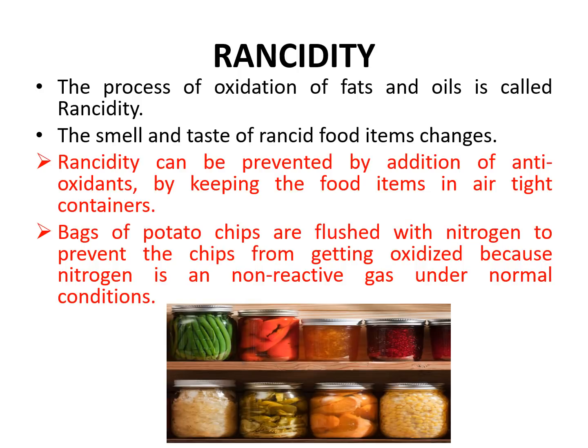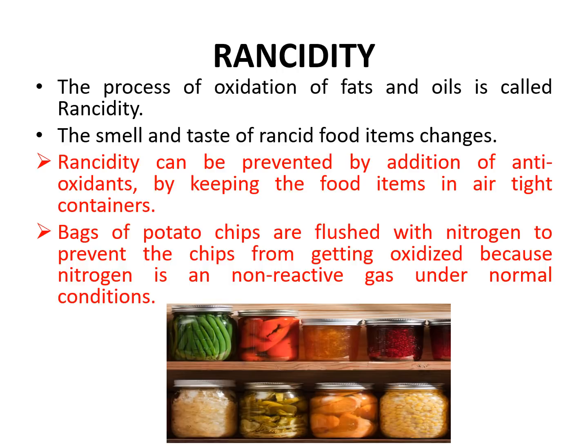Last topic, rancidity. The process of oxidation of fats and oils is called rancidity, and we say that the food has got rancid. The smell and taste of rancid food items changes. Rancidity can be prevented by addition of antioxidants, by keeping the food items in airtight containers, by storing the food at low temperatures. These are a few ways. Or packing the food in an inert atmosphere in the presence of nitrogen gas.